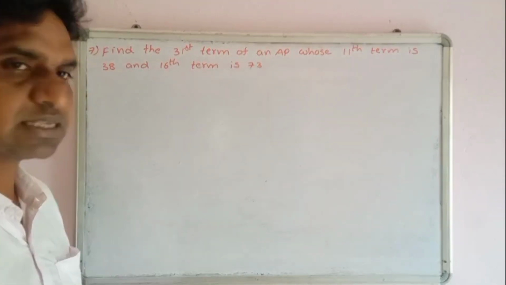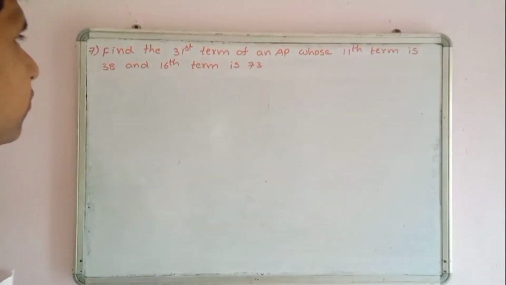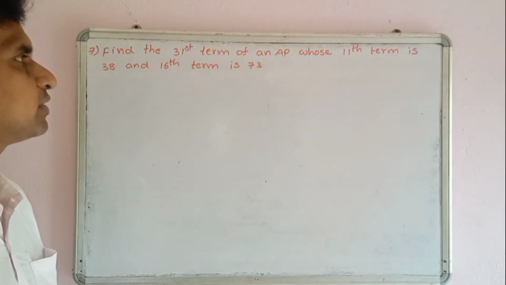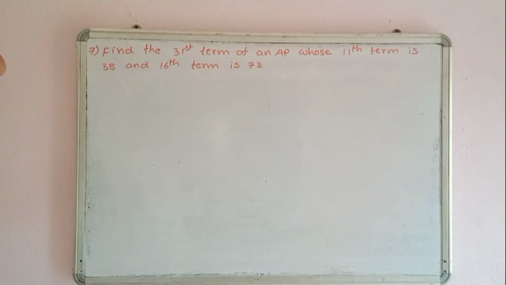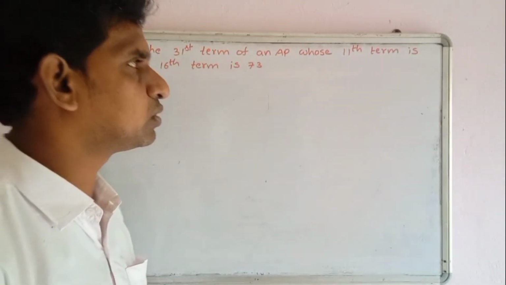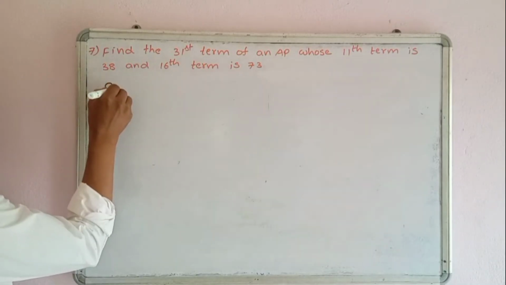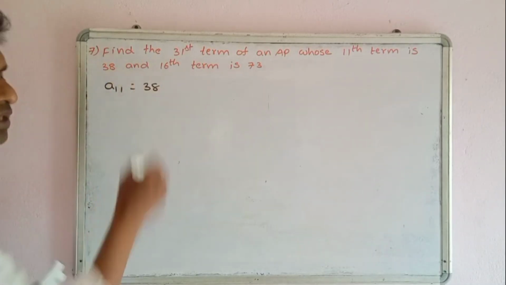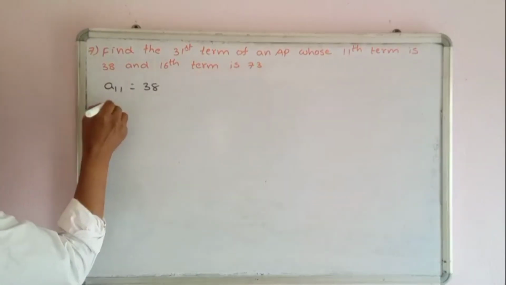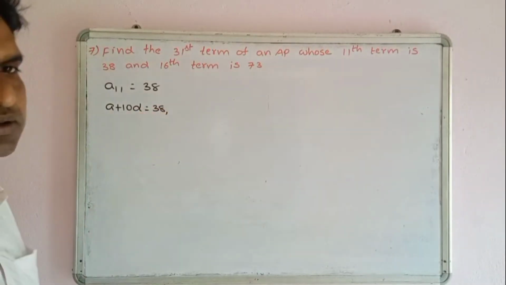Progressions, exercise 5.2, problem number 7. Find the 31st term of an AP whose 11th term is 38 and 16th term is 73. Okay, the 11th term is nothing but A11 equals 38. A11 is nothing but A plus 10D equals 38.